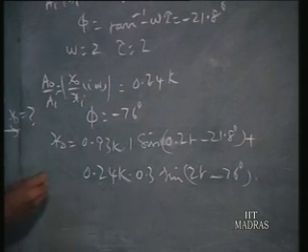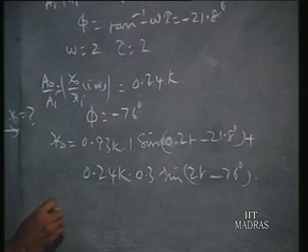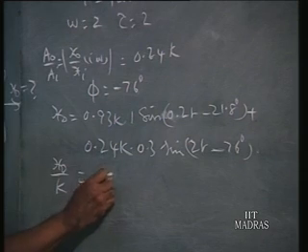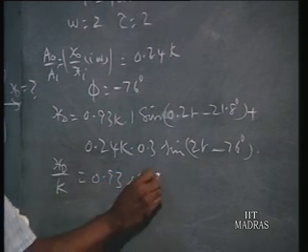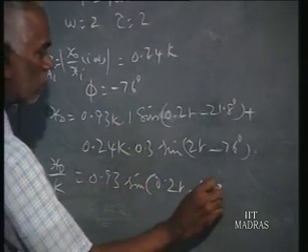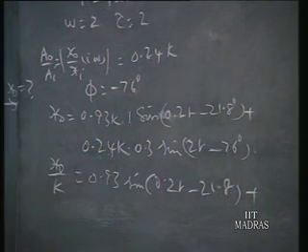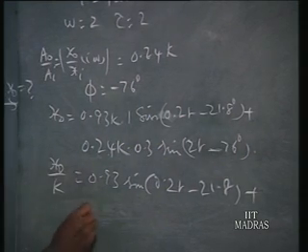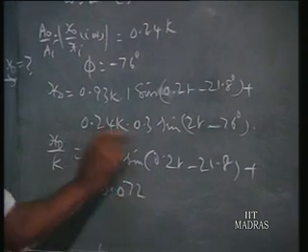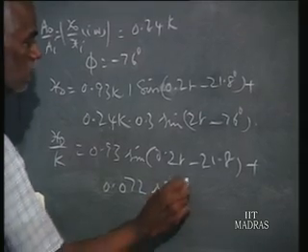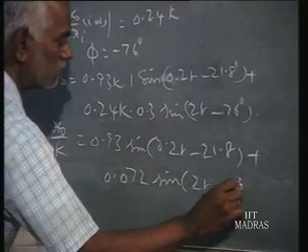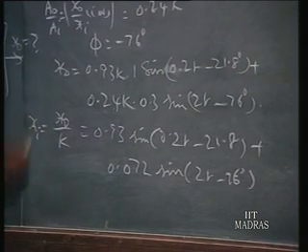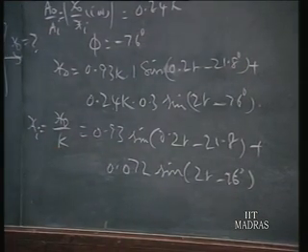So now we divide xo by k. If we divide xo by k, it is equal to 0.93 sin of 0.2 t minus 21.8 plus 0.24 into 0.3, that is 0.072, into sin of 2t minus 76. So this is the equation xo by k. Now this should be equal to xi. If it is not xi, there is error. So what is the error now?